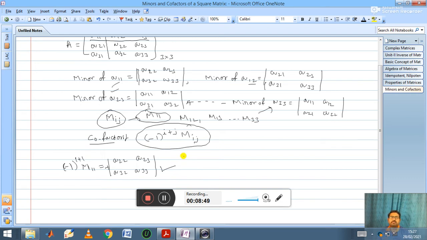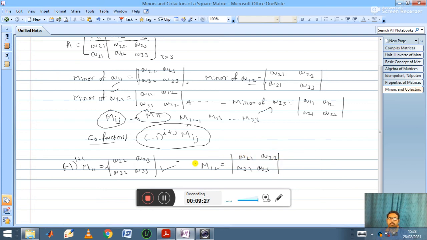Similarly, if you go for the second element, let us write the minor M12. Your second element is A12. So what is the minor of A12? If you delete the first row and second column, the remaining elements are A21, A23, A31, A33.